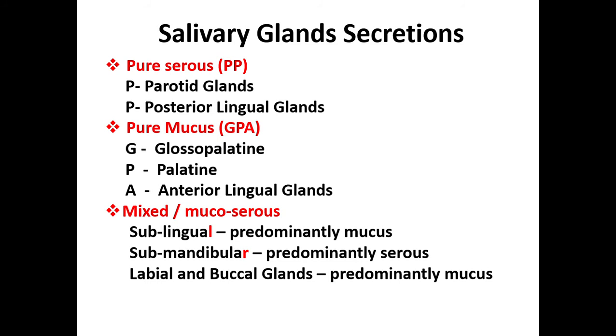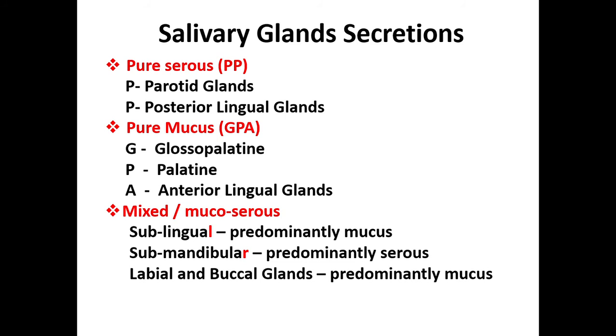For the mixed glands or mucoserous glands, we have the sublingual, which predominantly secretes mucus, submandibular, which predominantly secretes serous secretions, and labial and buccal glands, predominantly mucous secretion.